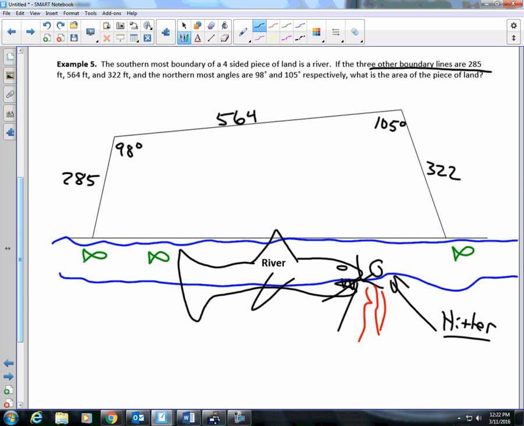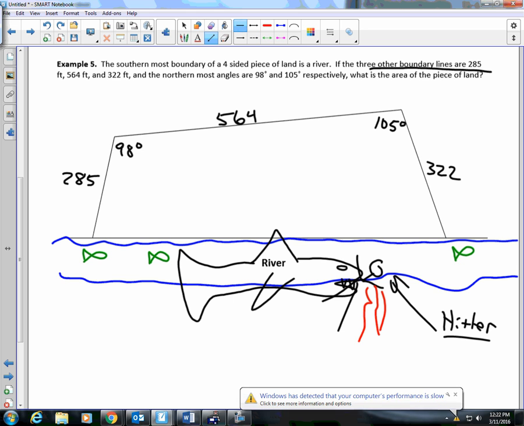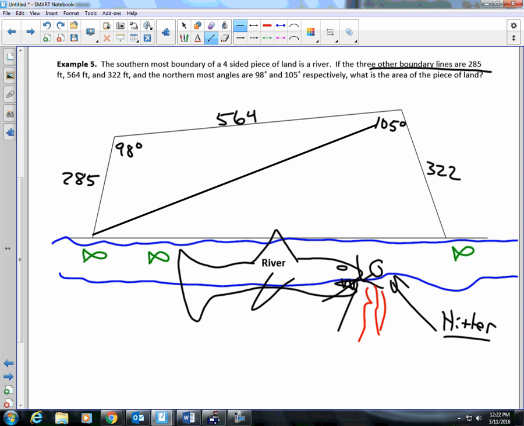Well, what's the shape? It's not a square. It's not a trapezoid. It's not a rectangle. It's not a parallelogram. It's a quadrilateral. It's just a four-sided figure. There's absolutely nothing special about it. So we don't know how to find the area of a quadrilateral on its own, okay? We would need a right angle or something like that. So what we're going to do is divide it into two triangles.